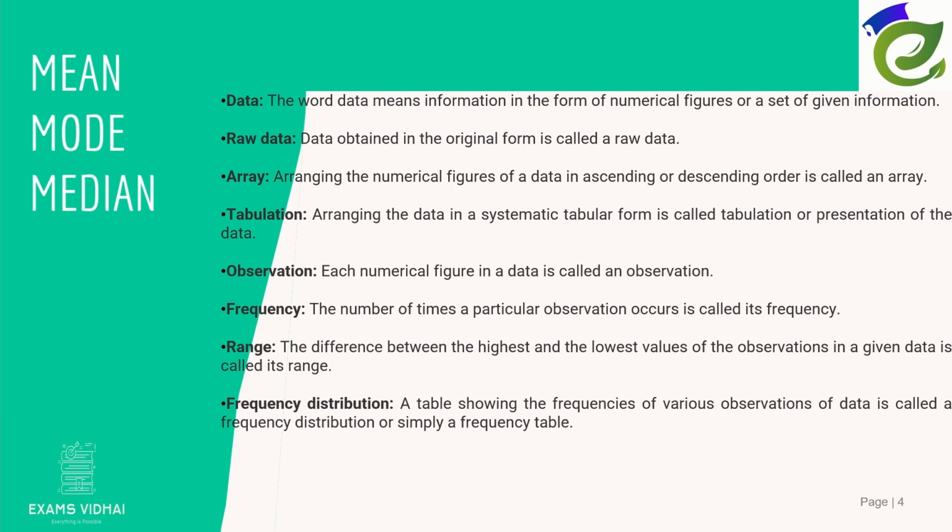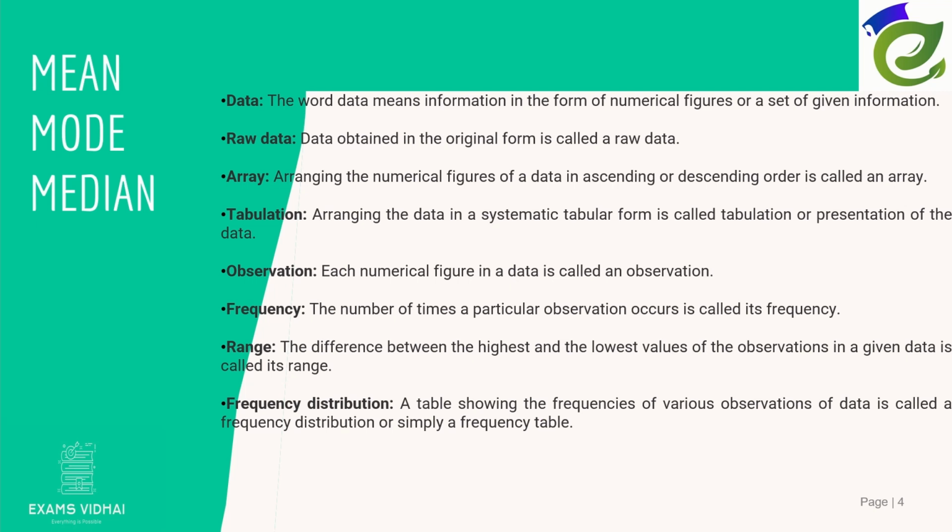Tabulation. Arranging the data in a systematic tabular form is called tabulation, or presentation of data in a systematic manner. Observation: each numerical figure in the data is called an observation. Frequency: the number of times a particular observation occurs is called frequency. For example, in a class, 2 students got 50 marks in a subject. Your observation is 50 marks, but the frequency is 2.